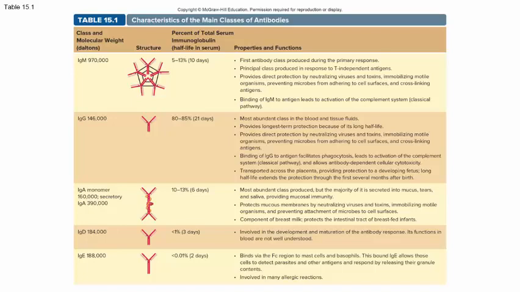IgM is the first class produced during primary response to an antigen, the principal class produced in response to some T-independent antigens. It is a pentamer, okay, pent, 5. The large size prevents crossing from blood to the tissues. The main role is to control blood infections, and it is the most efficient in triggering the classic pathway of the complement activation system. IgG, the most abundant serum immunoglobulin.